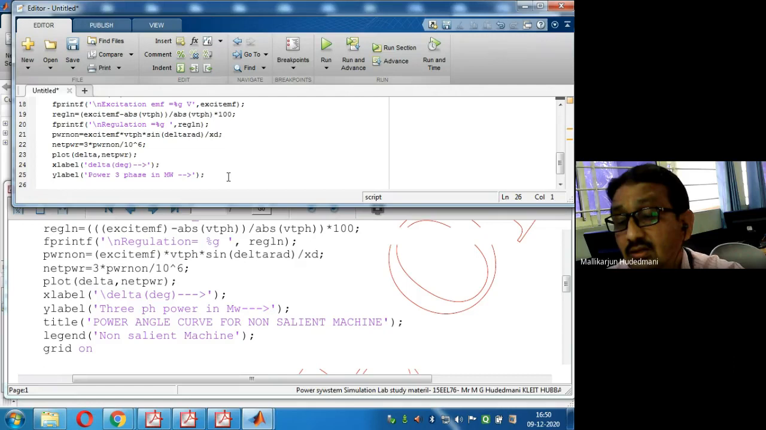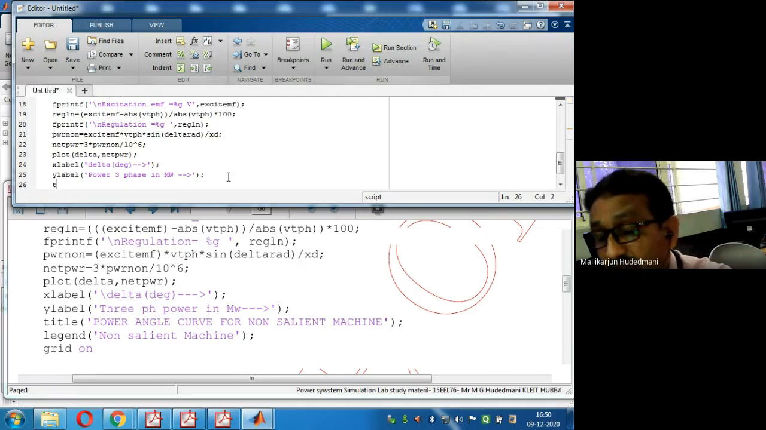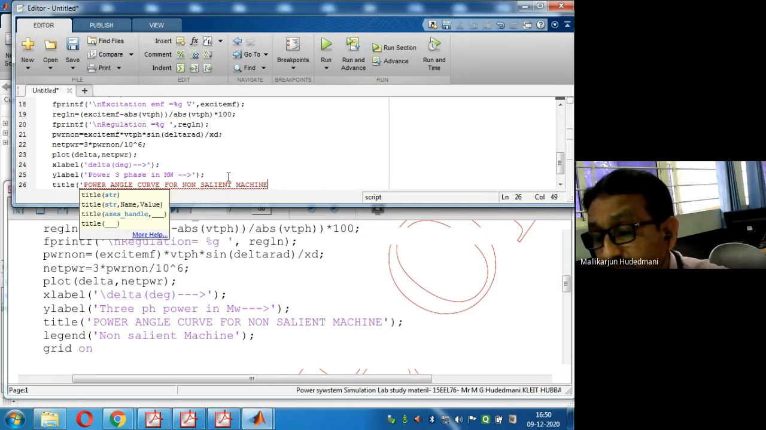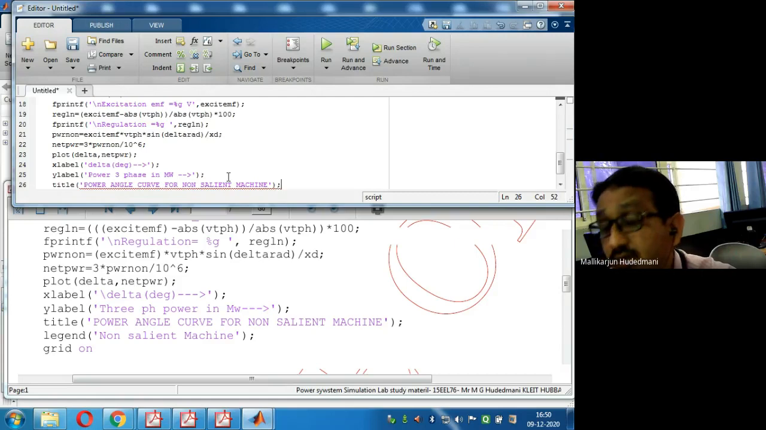Next, title of the graph. Title. If I put it, it looks very neat inside the block. Power angle curve for non-salient machine. Quote. Complete. Semicolon. Come down.